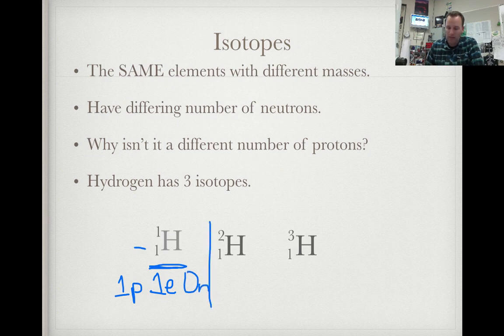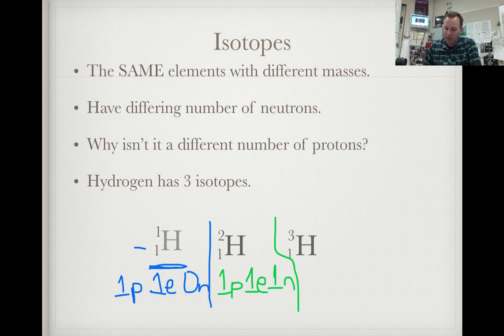Now this version right here, hydrogen 2, how many protons does it have? How many of you right now just thought 2 to yourself? It's a very common mistake. You can't change the number of protons. It would not be that element anymore. It's still 1 proton. It's still 1 electron. What's changed about it is the mass. Look, 2 minus 1 gives us 1 neutron in this particular case.